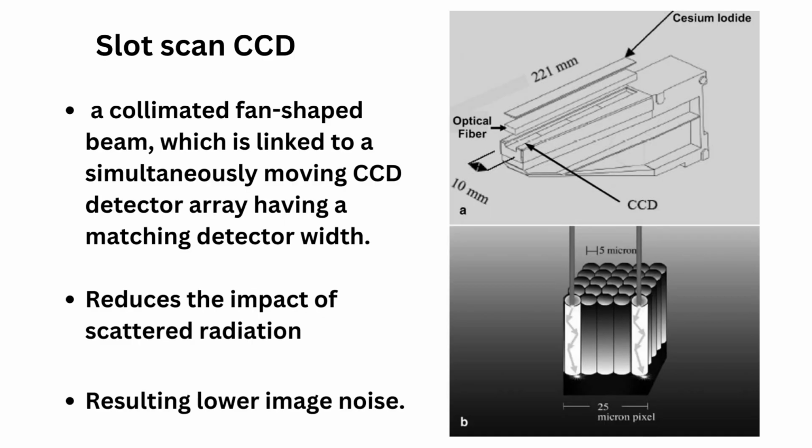Now, about slot scan CCD. Slot scan CCD systems make use of a special X-ray tube with a collimated fan-shaped beam, which is linked to a simultaneously moving CCD detector array having a matching detector width. The combination of a small, collimated beam and a concordant detector reduces the impact of scattered radiation in the image, since much of this radiation will escape without detection.